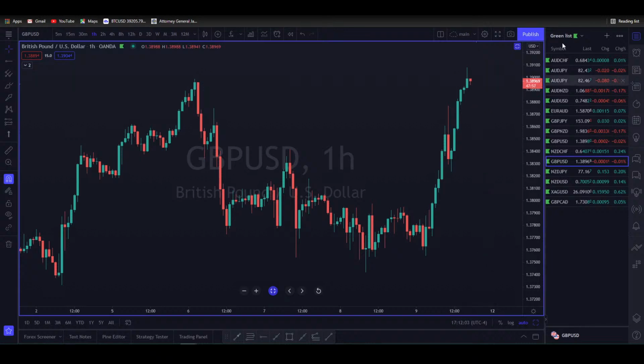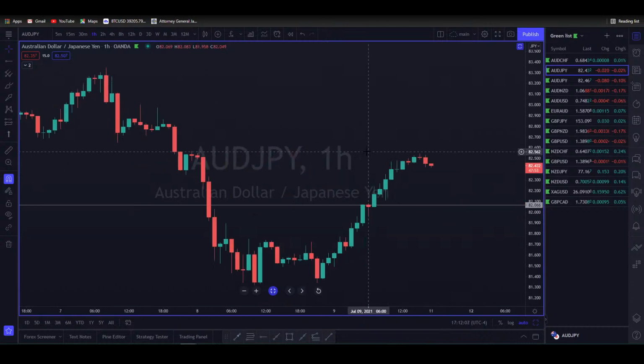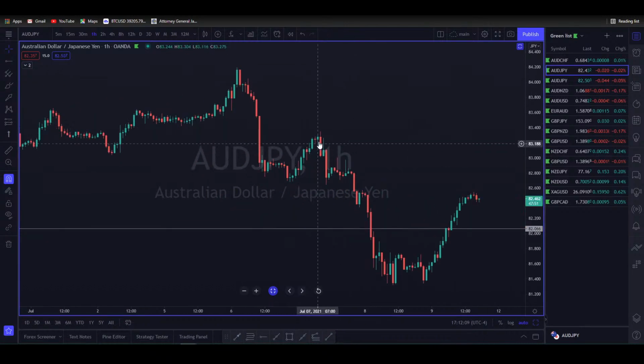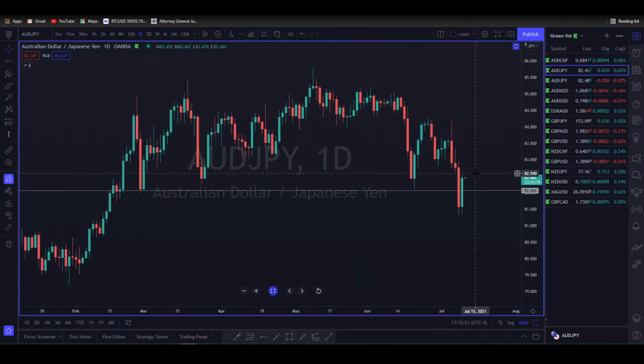All right, Aussie yen. Another fantastic trade last week. We caught this on this push up right here. We got filled almost at the exact tip top. It was a fantastic trade. It came down, made a massive low, and then Friday you had essentially a dead cat bounce.